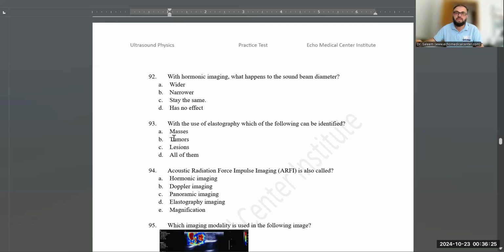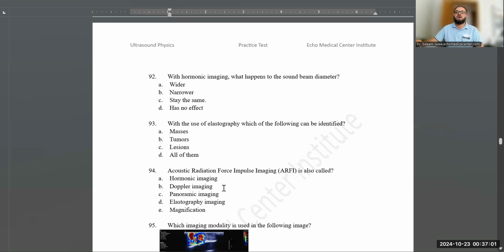That is correct. With the use of elastography imaging, which of the following can be identified? What can we diagnose easily or better with it? What do you think? Is it masses, tumors, lesions, or all of the above? Exactly. This is also called stress imaging. So you compress on the tissue. So all of the above is the correct answer. D is the correct answer. It works for all of these ones, correct?